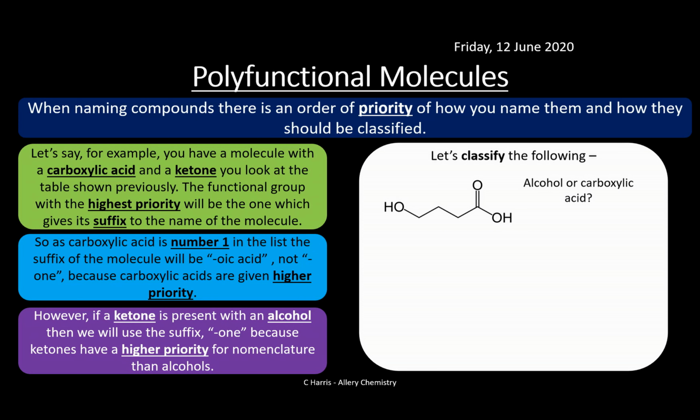Okay, so this one is going to be either an alcohol or carboxylic acid. Well, this one's going to be a carboxylic acid, of course. Carboxylic acid has a higher priority, so we name this according to a carboxylic acid. So you can see I've got 1, 2, 3, 4, so it's a hydroxy group on the end of the fourth carbon of a carboxylic acid. So the carboxylic acid is the priority here, okay?